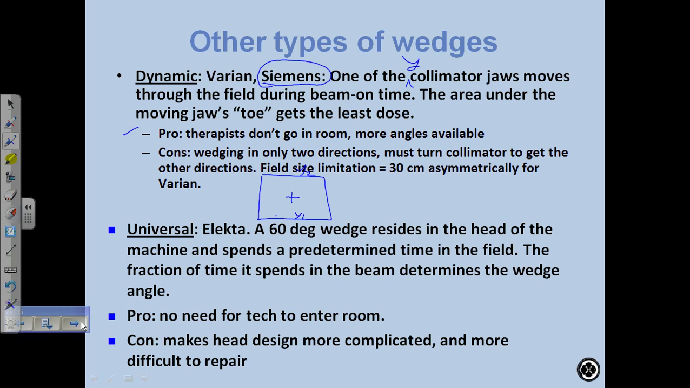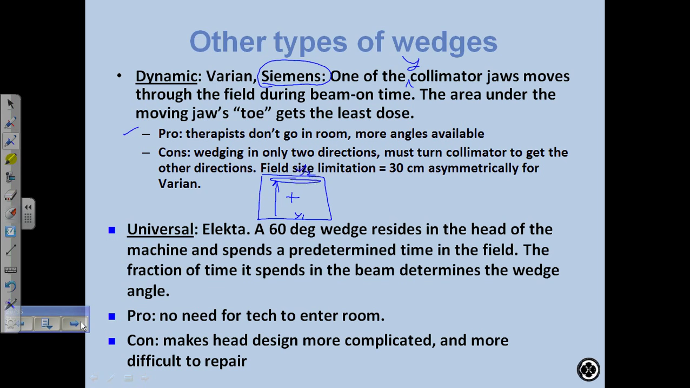Why is it in? It's in because as this wedge moves in this direction, it's going to move towards the central axis, and most of the dose will be delivered in this area. So this is going to be the hot area, and this is going to be the cold area. Why is this cold? Because most of the time, this is spent under the jaw. Most of the time, this is spent open. So this gets more dose as this jaw moves in this direction. Okay, so a Y1 dynamic wedge is in. A Y2 dynamic wedge is out.